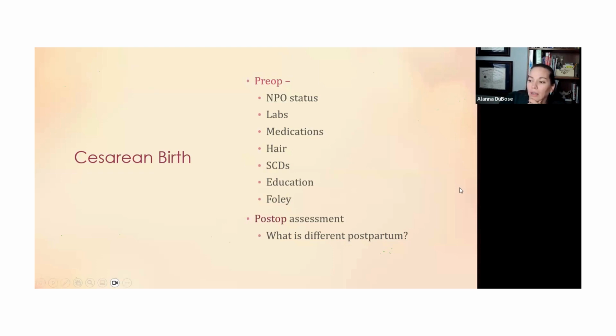And then for our post-op assessment, of course, what is one major thing that's different for a C-section post-op assessment than a vaginal? Incision care. So we're watching the incision. We're making sure it didn't dehisce, separate. We're making sure that we don't see signs of infection there, and that she doesn't have bleeding from that site.